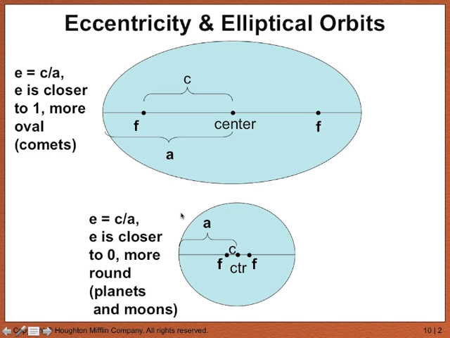And if you look down here at this more round orbit, you'll see the same elements. C is just labeled here as the distance from the center to one focus, but obviously the distance from the center to the other focus is the same. It's still C. Likewise, the other half of the major axis, although it's not labeled here, is obviously A, because it's half of the major axis, so it's going to equal the other half, which is A.